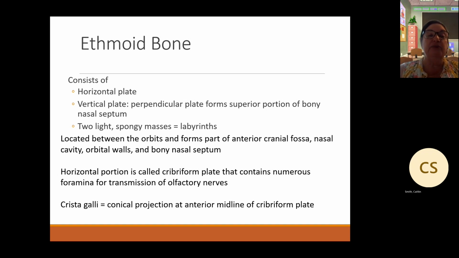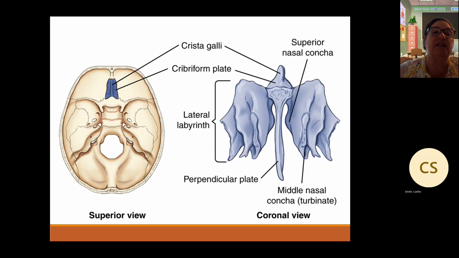It has a conical projection that comes up from the cribriform plate called the crista galli. And we can actually see when we look at the Caldwell projection, the crista galli, because it sits right into the frontal little notch there. And I'm going to show you the picture of that in just a bit. So this is what it looks like. It's pretty bizarre.